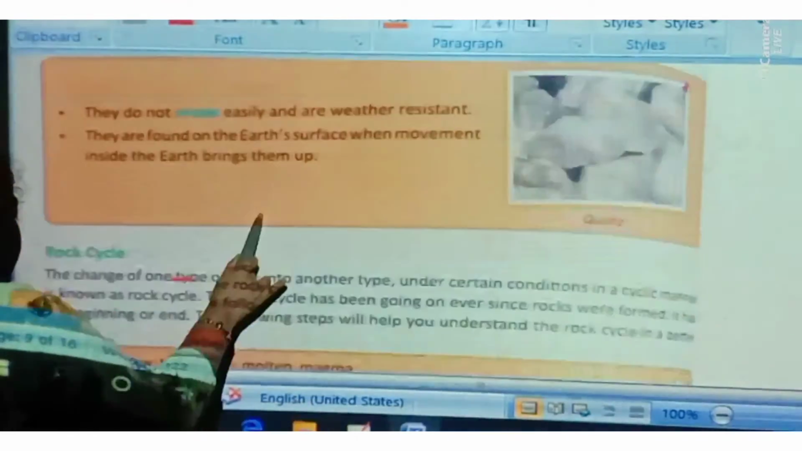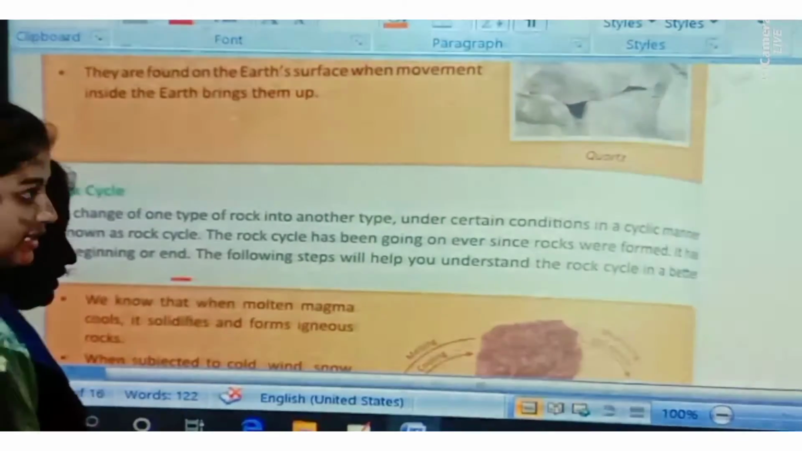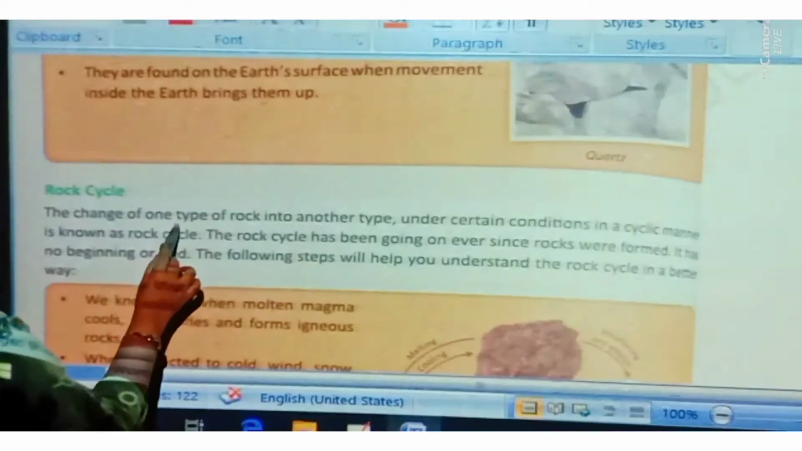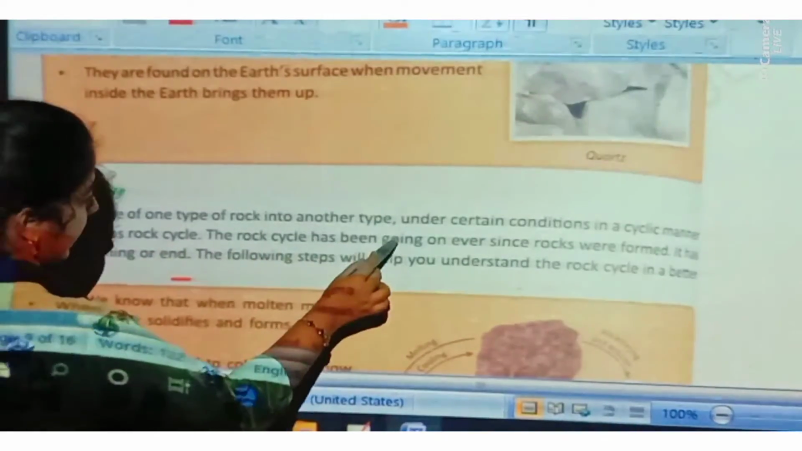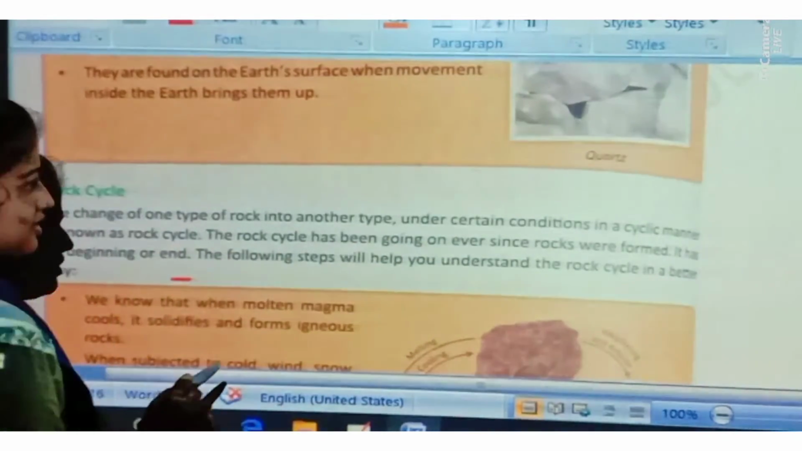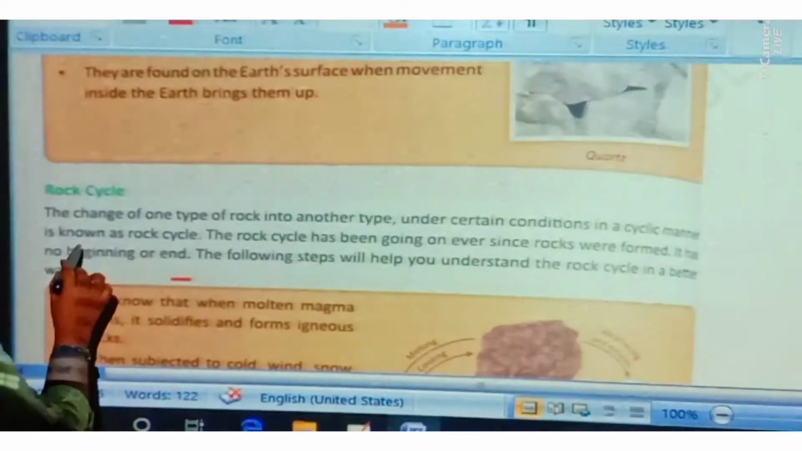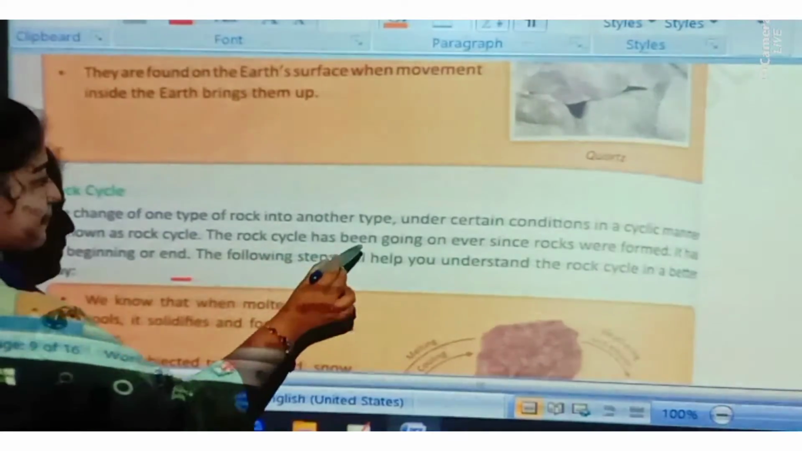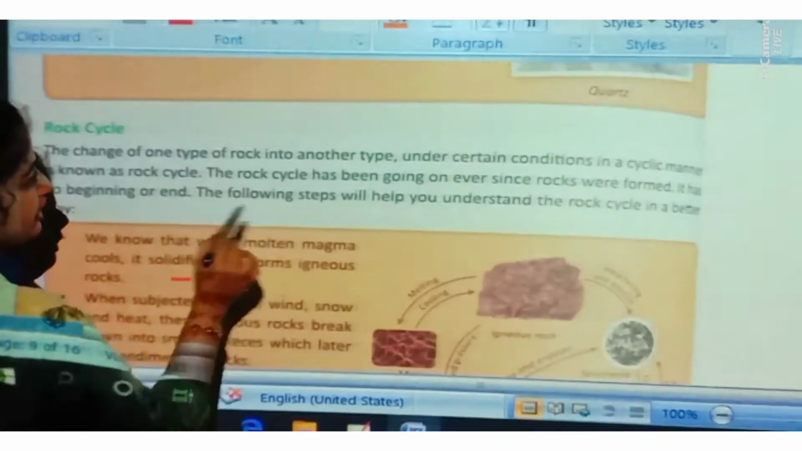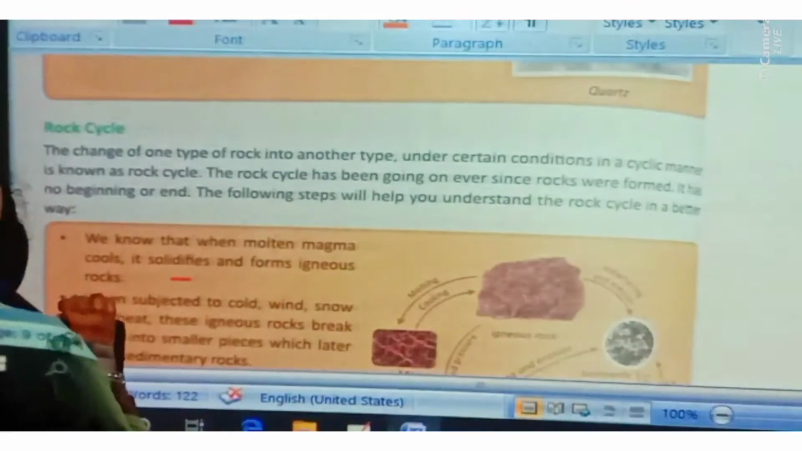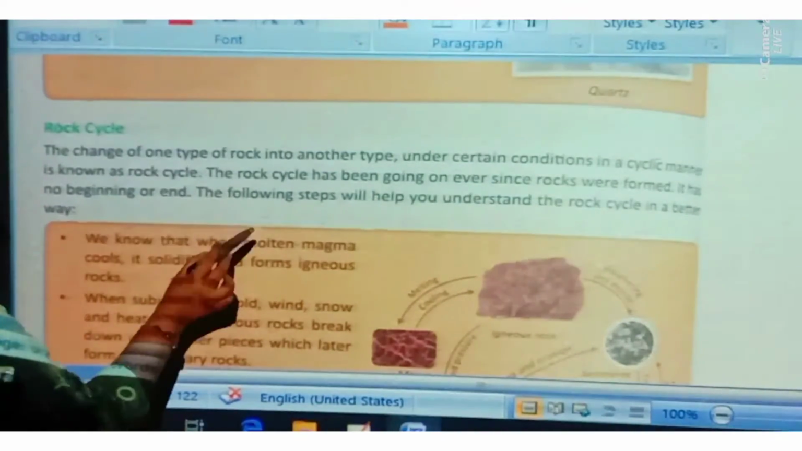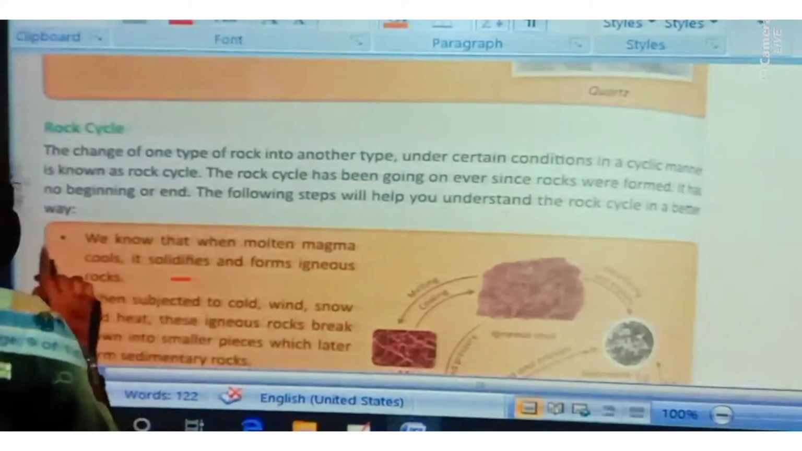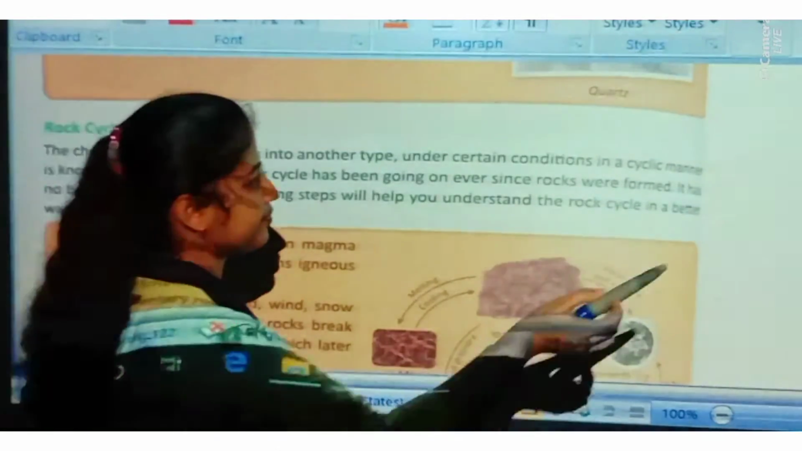Now if we talk about the rock cycle, what is basically the rock cycle? The change of one type of rock into another type under certain conditions, in a cyclic manner, is known as the rock cycle. The rock cycle has been going on ever since rocks were formed. It has no beginning or end. The following steps will help you understand the rock cycle in a better way.